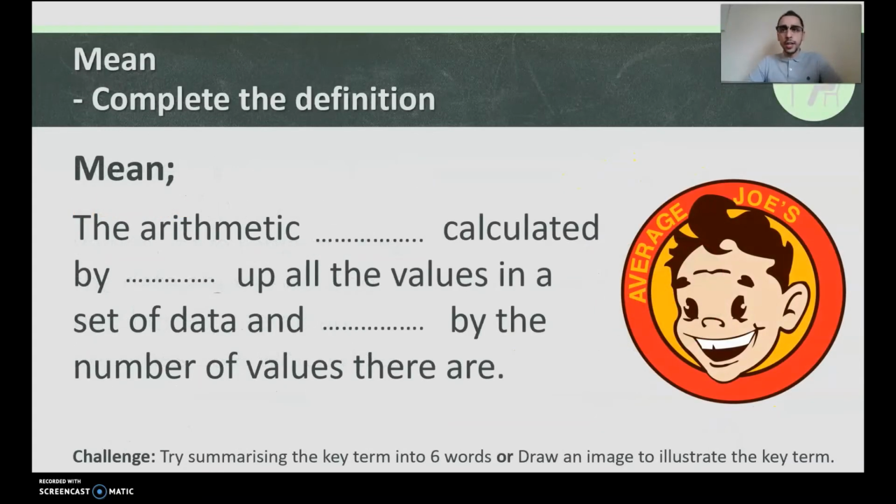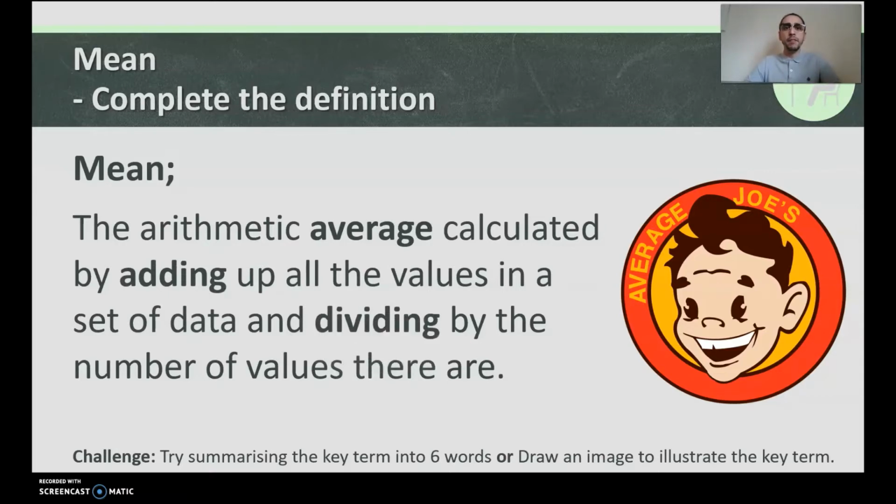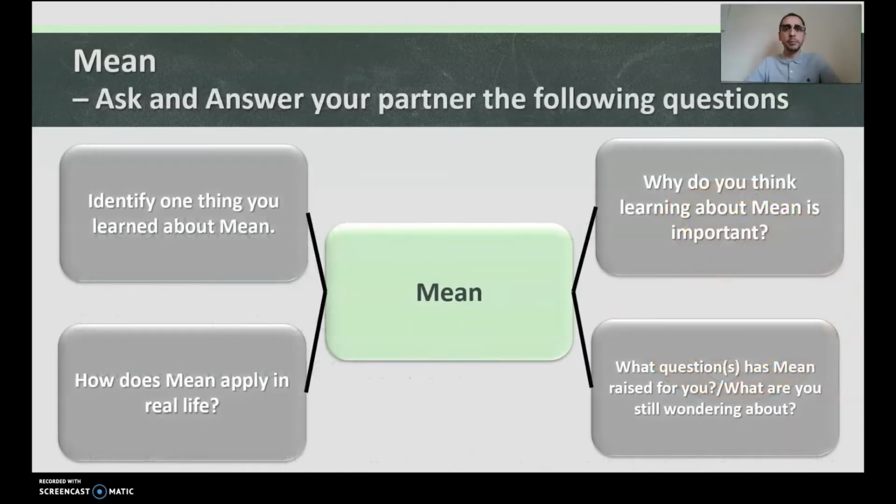So, how do you get the definition of the mean? They might ask you, what's the definition of the mean? Well, it's the arithmetic average calculated by adding up all the values in a set of data and then dividing by the number of values there are. The mean. Easy. We know the mean.